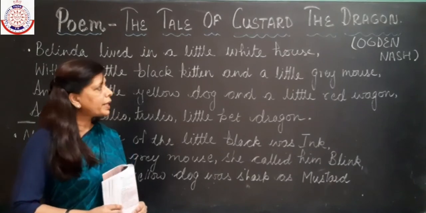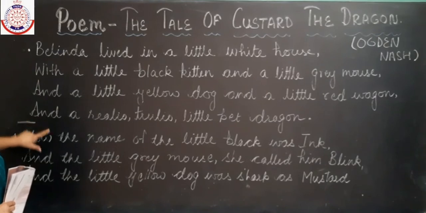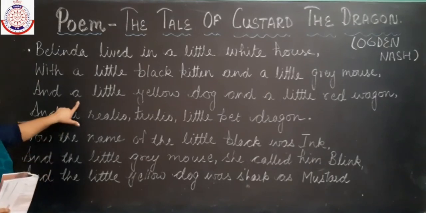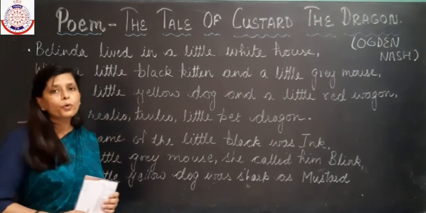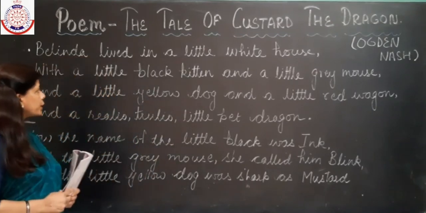B-A-L-L-A-D. A ballad is generally written in stanzas, like you see here, first stanza and then second stanza, and each stanza is of 4 lines. Now let us read the poem.